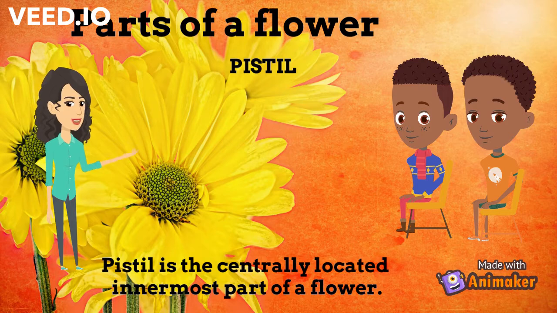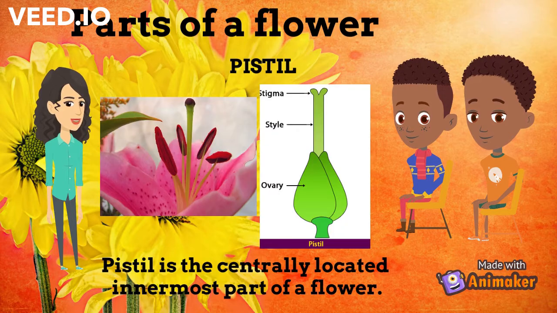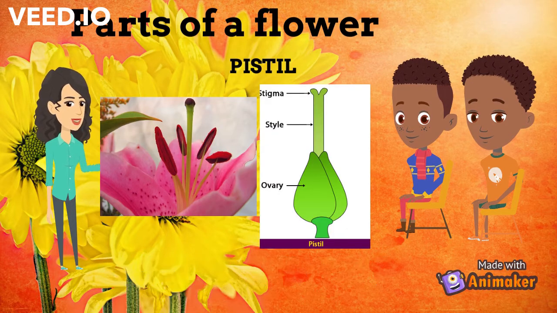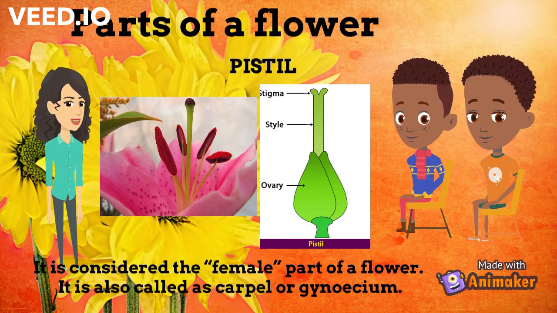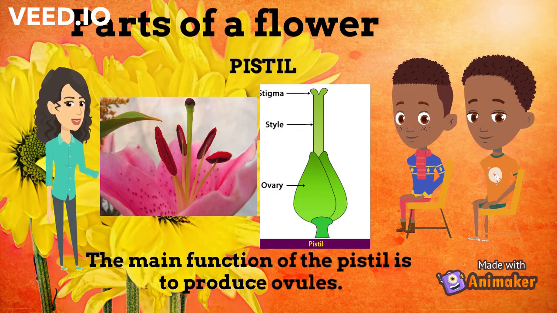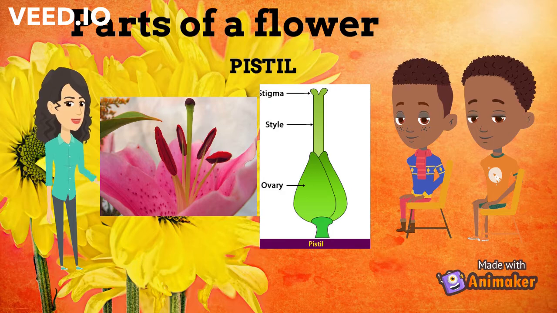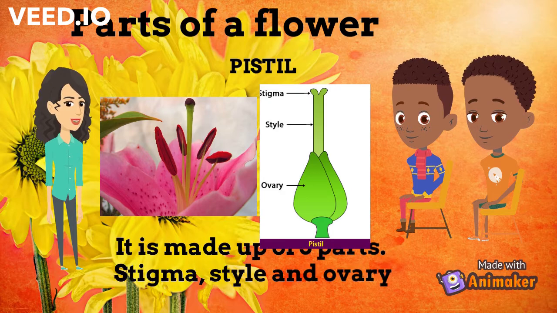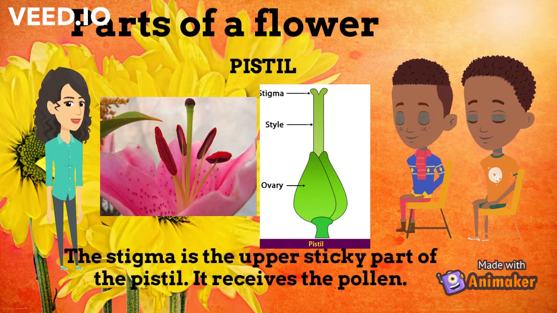Pistil is the centrally located innermost part of a flower. It is considered the female part of a flower. It is also called the carpel or gynoecium. The main function of the pistil is to produce ovules. It is made up of the following parts: stigma, style, and ovary. Stigma. The stigma is the upper sticky part of the pistil.